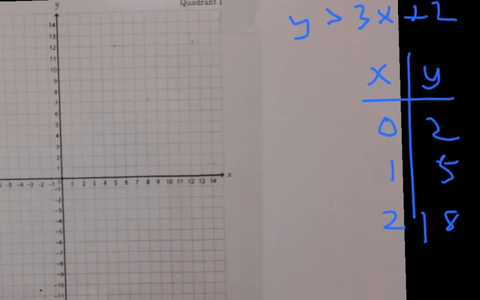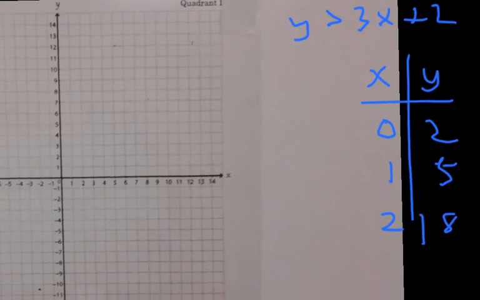So we're going to put in 0, 2, over 0 up 2, over 1 up 5, over 2 and up 8. And we're going to use a dotted line on that and shade in the region below. Oops, that's wrong. Should be the region above. I forgot we're doing a greater than.